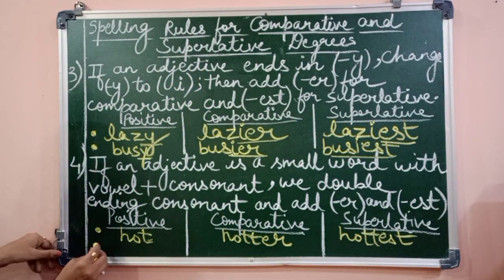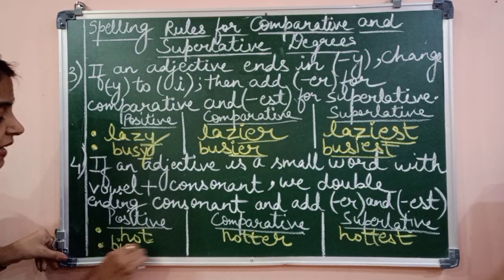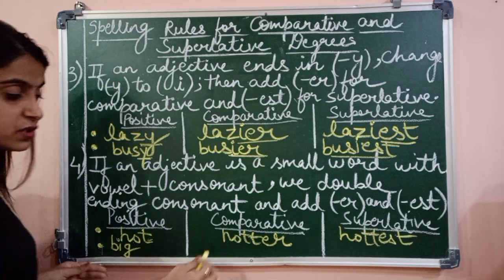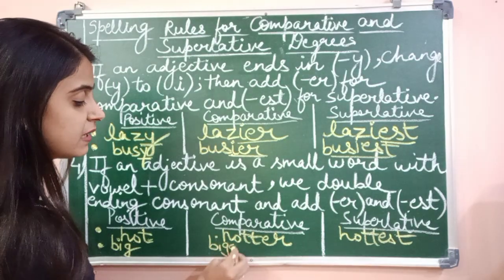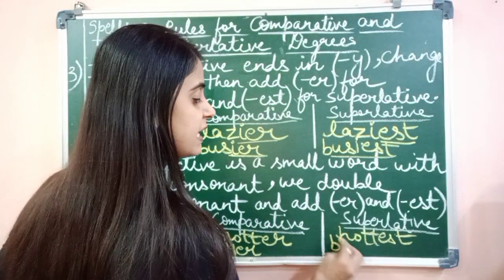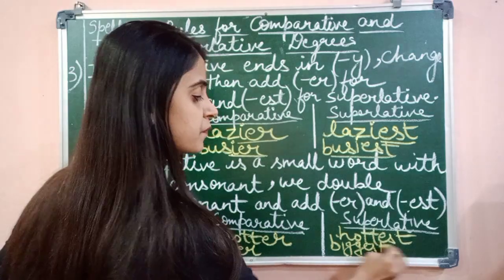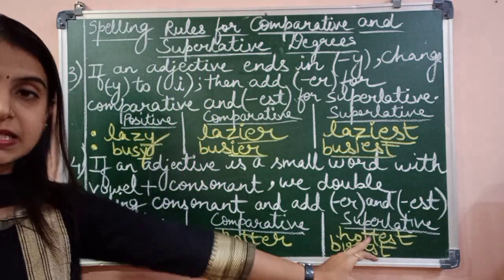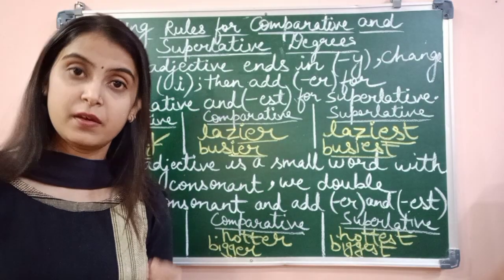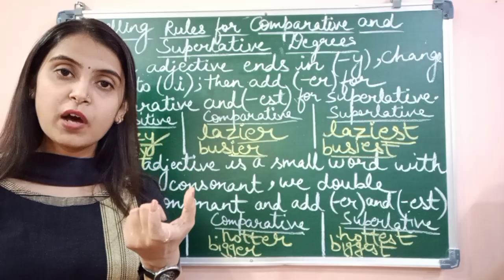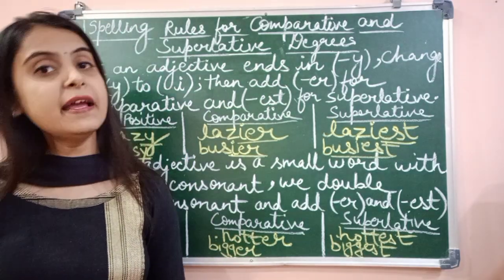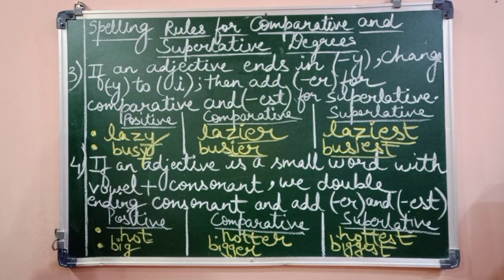Now let us take one more adjective. Suppose big. Again, children, you see big. G is consonant, I is vowel. So we will double the consonant, double G. So it becomes bigger, and in the superlative degree it becomes biggest. Hot, hotter, hottest. Big, bigger, biggest. You can also take the example of the adjective red. Red is a small word, so D will be doubled. So it becomes red, redder, and reddest. I hope, children, all these 4 rules are clear to you.